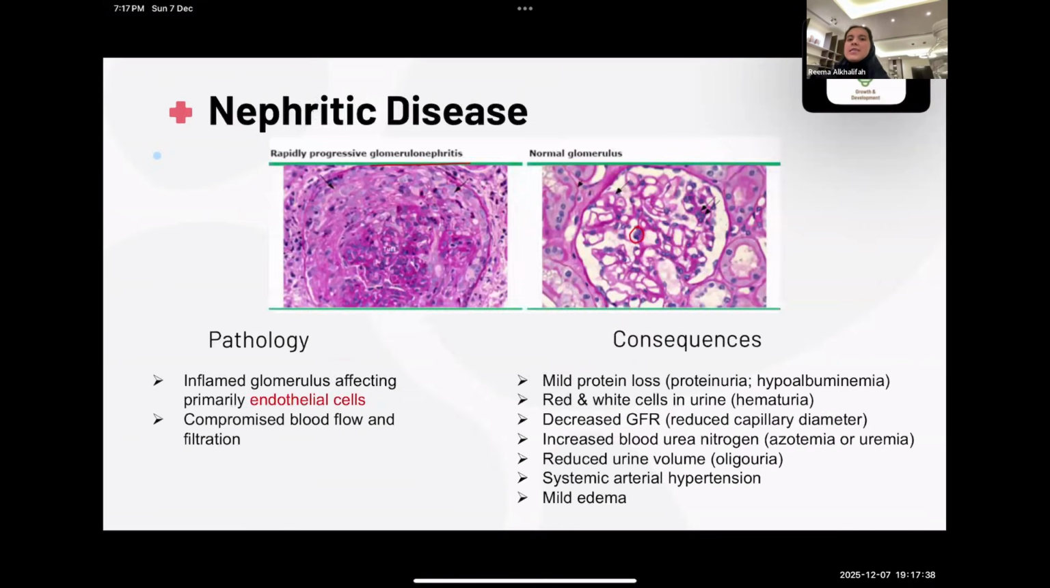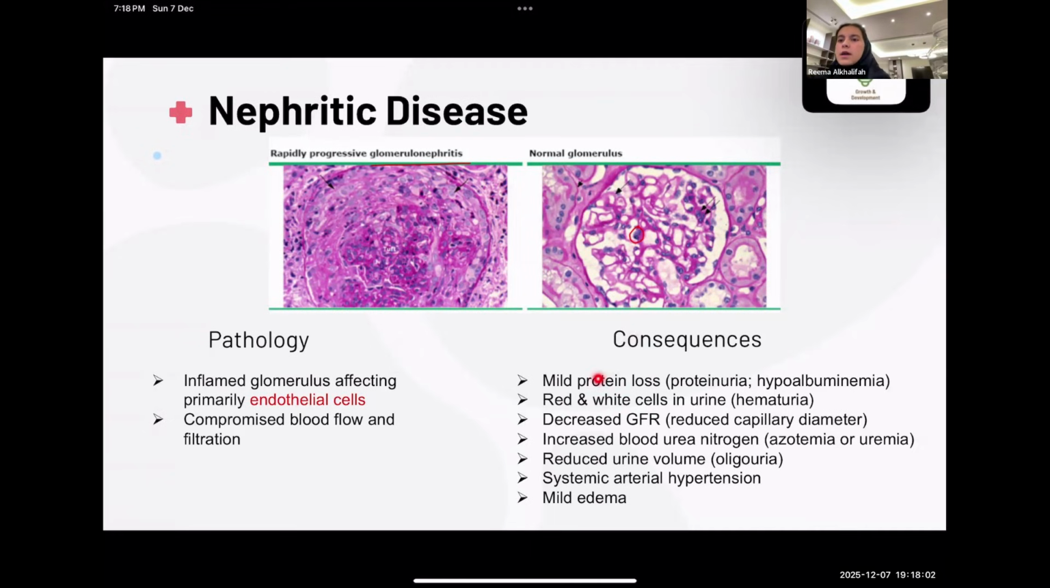Now, nephritic disease is inflammatory. So it affects endothelial cells. They get inflamed, the lumen gets narrower, and you can barely see any space because the capillaries are so inflamed. And this compromises the blood flow and filtration. So GFR and renal plasma flow decrease.